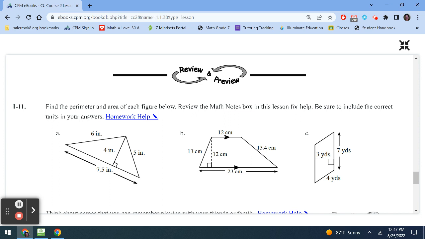So for the first problem that we're going to be doing is 1-11. It says find the perimeter and area of each of the figure below. Review the math notes box in this lesson for help. Be sure to include the correct units for your answers.